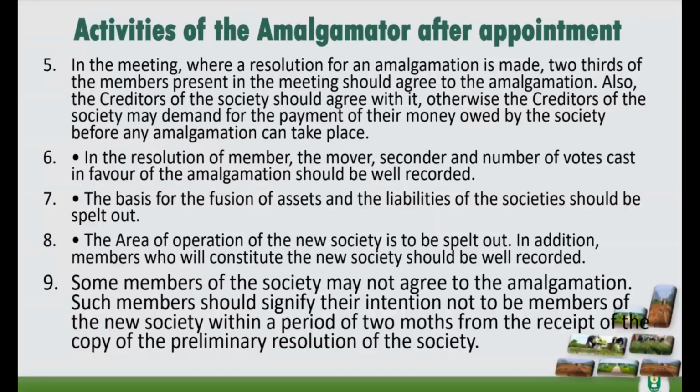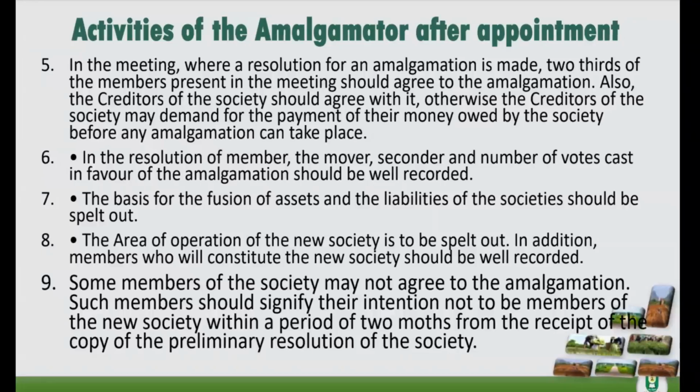Number seven, the basis for the fusion of assets and the liabilities of the society should be spelled out. Number eight, the area of operation of the new society is to be spelled out. In addition, members who will constitute the new society should be well recorded. Number nine, some members of the society may not agree to the amalgamation. Such members should signify their intention not to be members of the new society within a period of two months from the receipt of the copy of the preliminary resolution of the society.